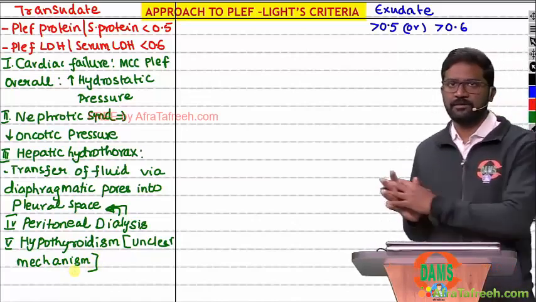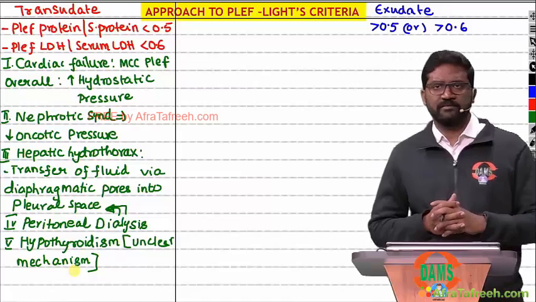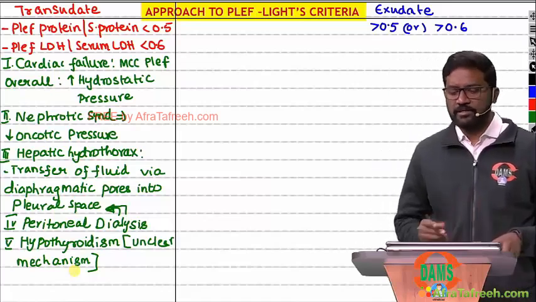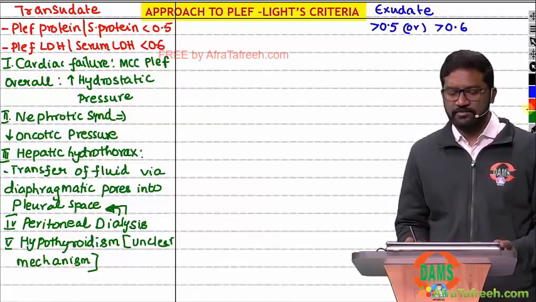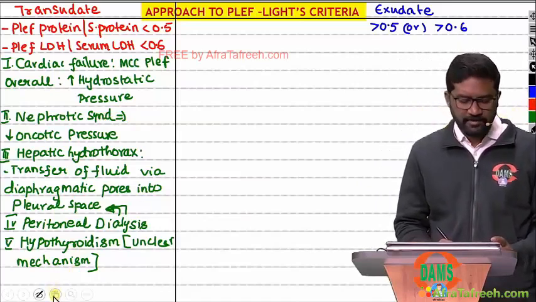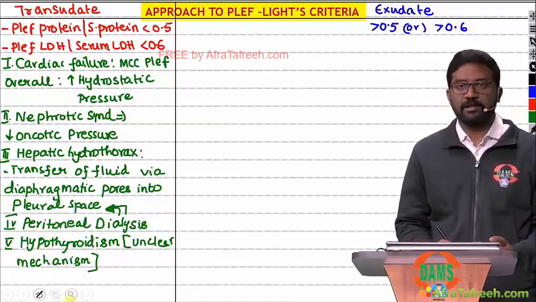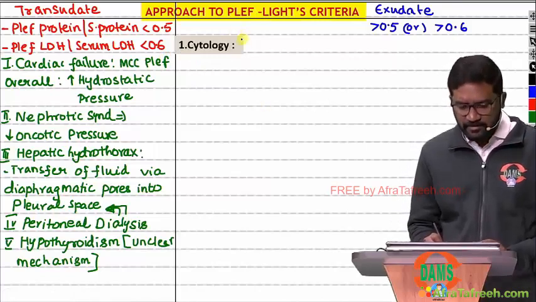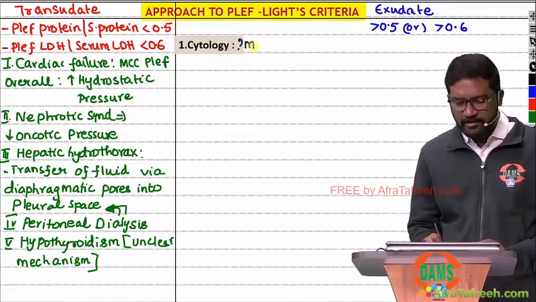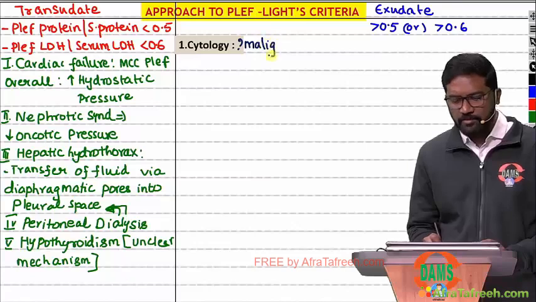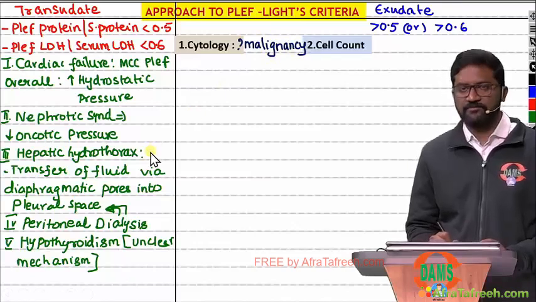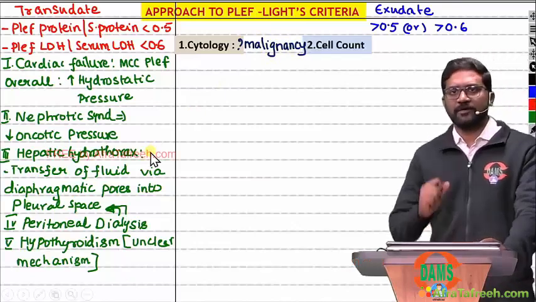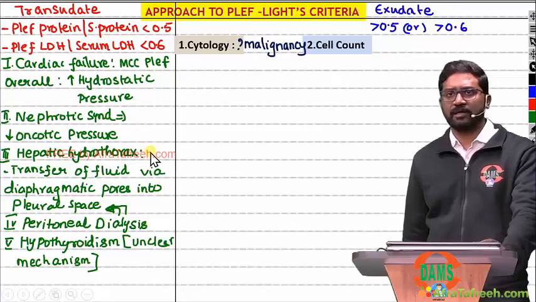Life is easy. You think whether it is heart disease, kidney disease, liver disease, etc. But if it is exudative pleural effusion, life becomes very, very hard and you have to evaluate for so many things. So what you need to do is send the fluid for cytology. Why should I send it for cytology? To look for any possibility of malignancy. Then I should also send it for cell count to see what type of cell is elevated.